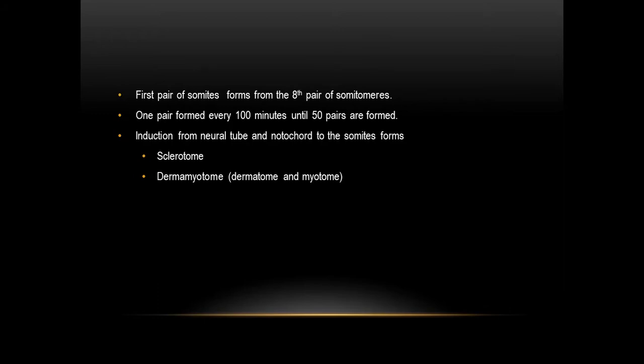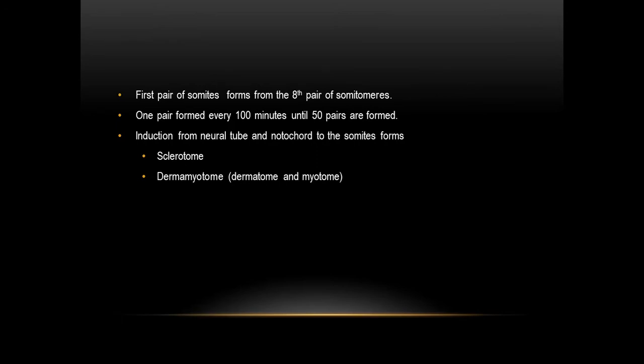Now, these somites undergo further specialization. Inductive signals coming from the neural tube and the notochord will allow somites to become more specialized. Inductive signals from the notochord and the neural tube will make the somatic cells on the ventromedial wall of the somites lose their epithelial properties. By the way, the cells comprising the somites possess epithelial properties.